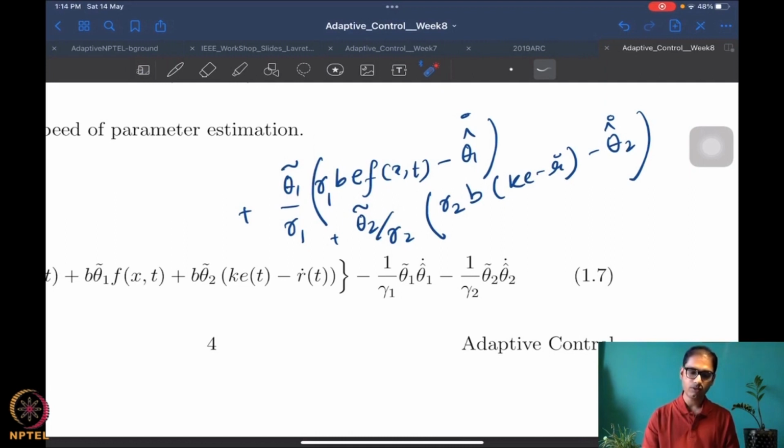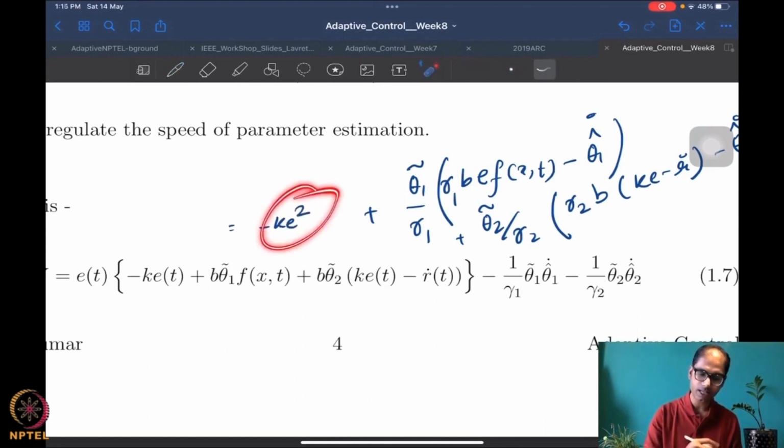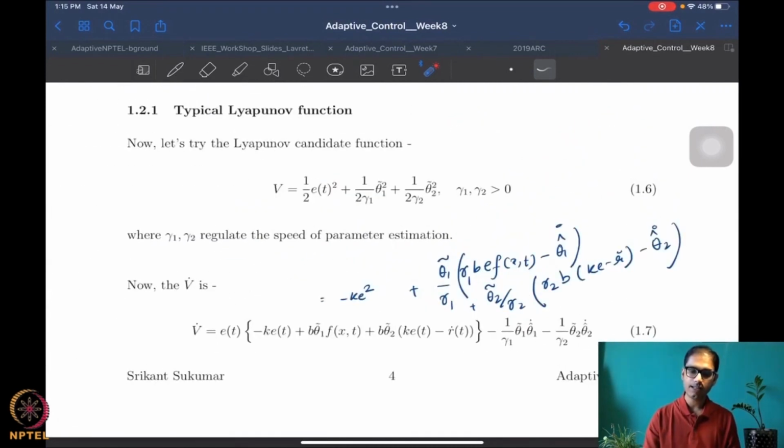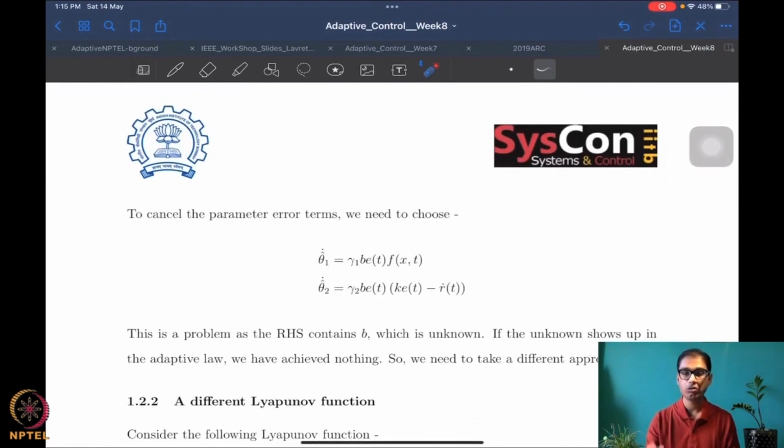Now the other term is, of course, equal to minus K e squared. This is, of course, the nice term, nothing to do, but I want to get rid of these two terms. If I do want to do that, I just simply use theta 1 hat dot and theta 2 hat dot here. But look at what happens. Something rather bad, actually. Theta 1 hat dot is gamma 1 B e f x t and theta 2 hat dot is gamma 2 B e K e minus r dot.